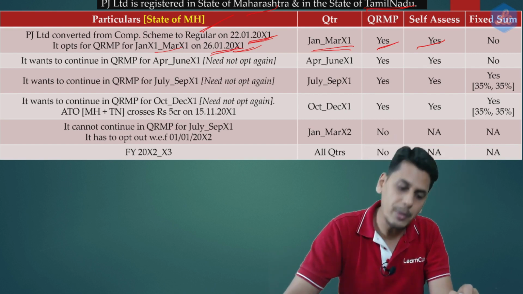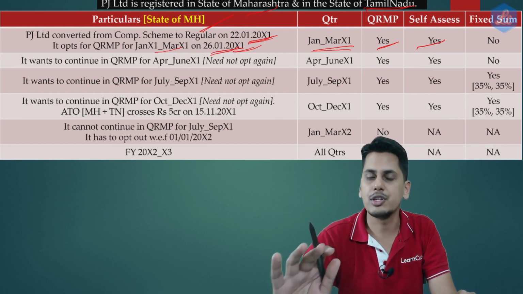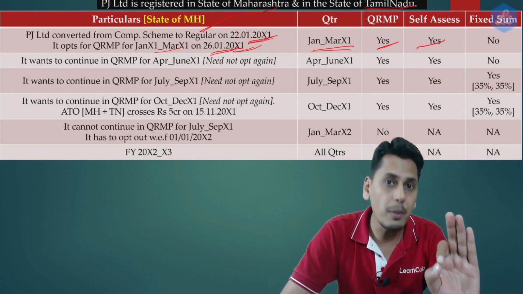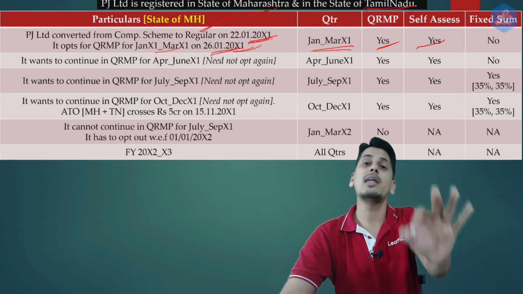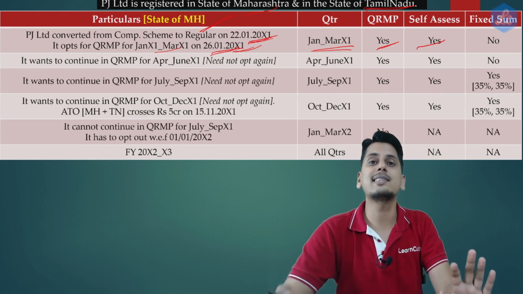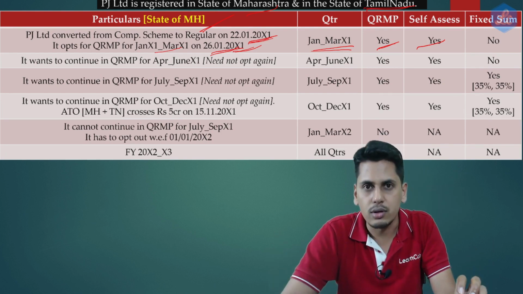The answer is no, because he was there under composition scheme. So therefore, please follow carefully. Whether QRMP is applicable, the answer is yes, QRMP is available to him. Whether under QRMP fixed sum is available to him, the answer is no.